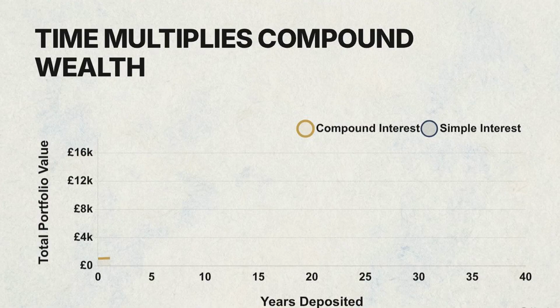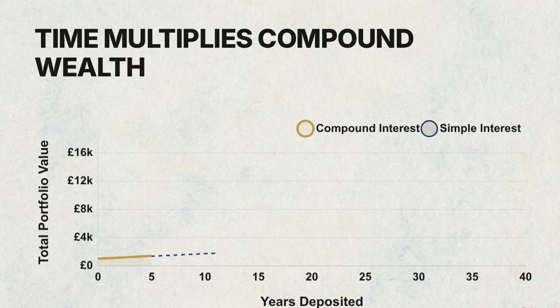This chart shows what happens when we apply a 5% compound interest rate to a £1,000 deposit. In year 1, you earn the standard £50, but in year 2, you earn 5% on £1,050, which gives you £52.50. By year 3, you are earning interest on £1,102.50, pushing your payout to £55.13.